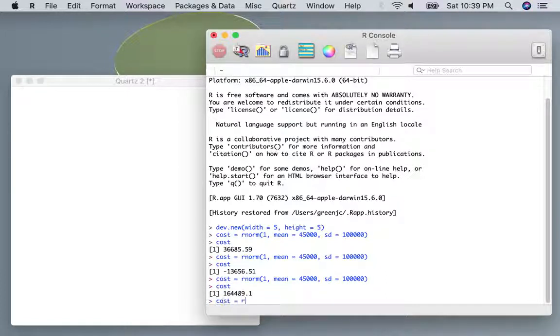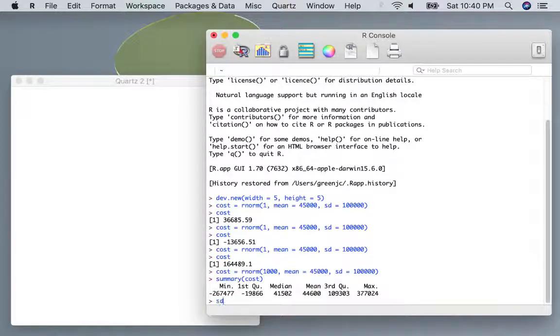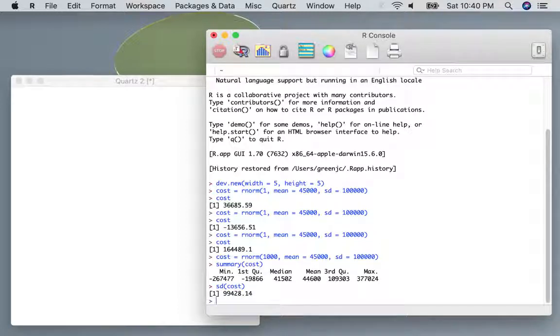So the first time I did it, I got $36,685.59. The next time I did it, I actually got a negative cost, negative $13,656.51. The third time I did it, I got another positive one, 164,489.10. So each time I ask for a random number from that distribution defined by the mean and standard deviation, every time I do that, I get a different cost. And then I do the exact same random normal variable, but instead of one draw, I ask for 1,000 draws.